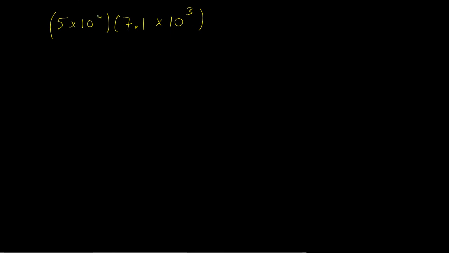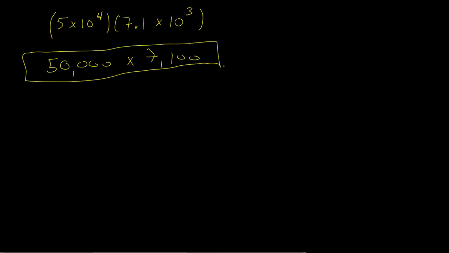Now I'm going to think about this in its older terms. That's 50,000 times 7,100. I'm going to show you how scientific notation makes it go a little bit quicker for us. Well, these are multiplications, so I'm going to turn them for illustrative purposes into just a series of multiplications.